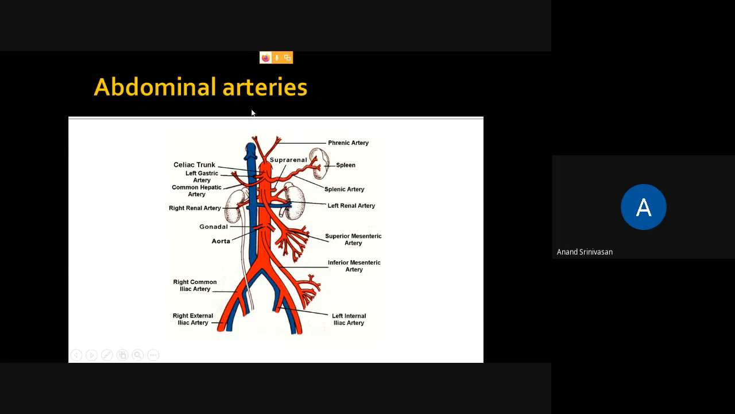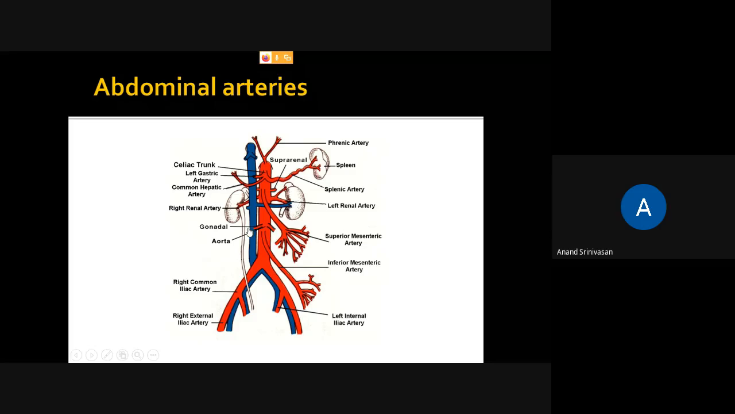Now let's see the other paired arteries. Paired artery means it comes in branches. On either side there is a kidney, so there are renal arteries. There are two kidneys in our body, so the right renal artery and left renal artery.